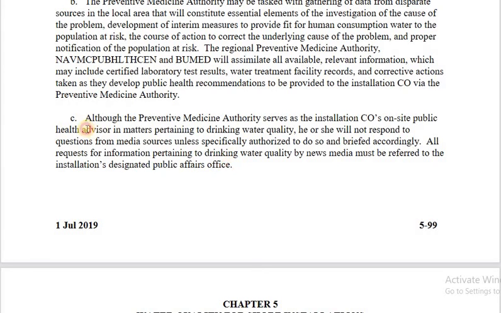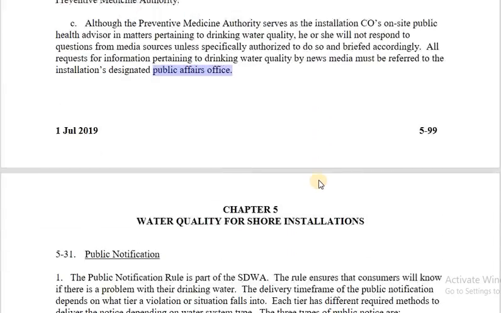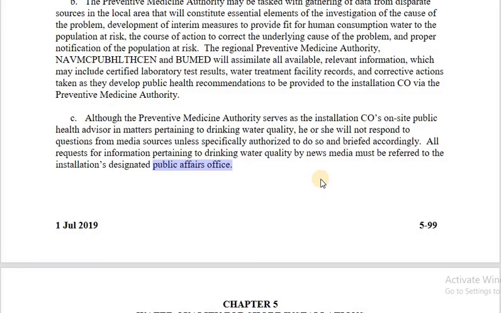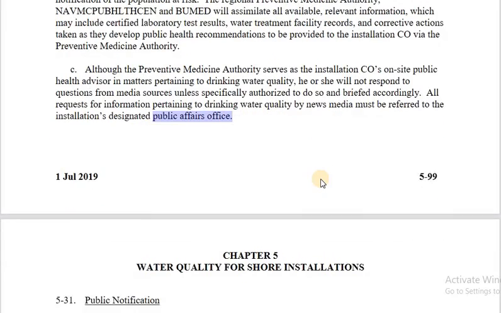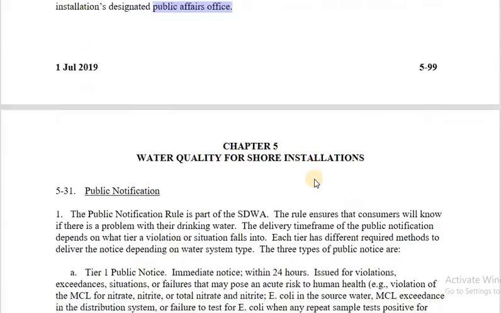And it says here a little disclaimer, even though the PrevMed person is really the public health advisor, they still aren't supposed to report anything to people out in town. That is, as it says here, that is the PAO's job. So even though they're the ones that are gathering all the info, they're the one that really knows what's going on. They're not supposed to share anything out in town because, again, that is why we have PAOs.